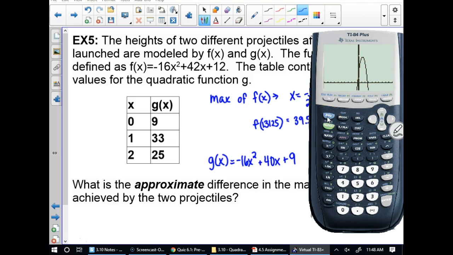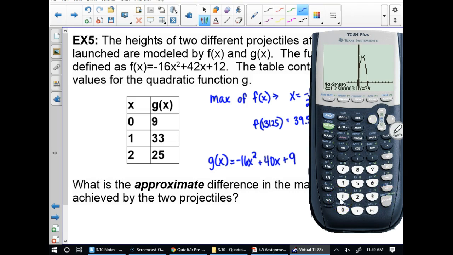Brandon, what do I click on to get to where I find the maximum? Okay, second trace. And then which one am I going to pick? Number 4. Okay. It's going to say left bound, so I'm going to make sure I'm somewhere on the left side of the hill. I'll hit enter. It's going to say right bound. I'm going to hit enter. And I'm going to go back to the middle. Hit enter.